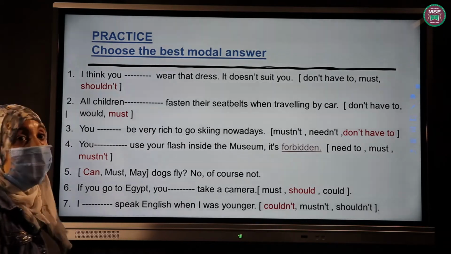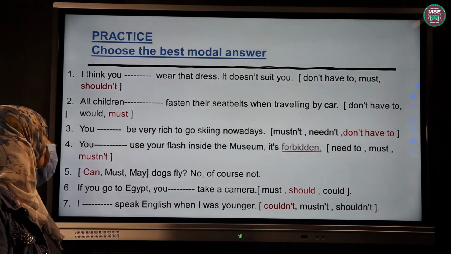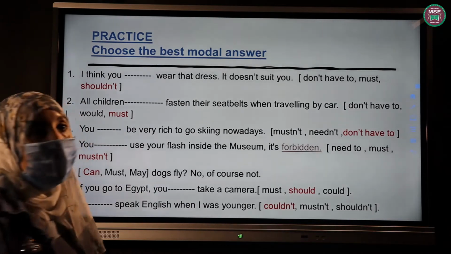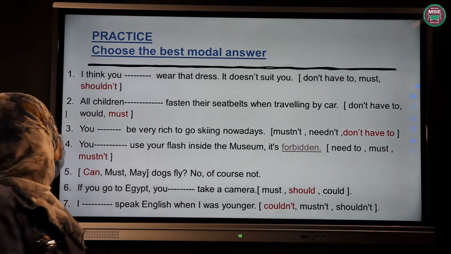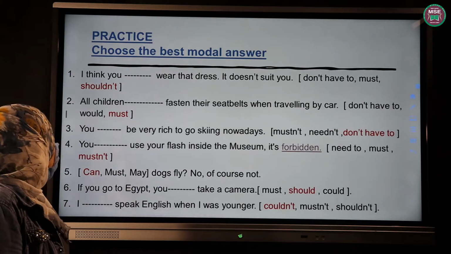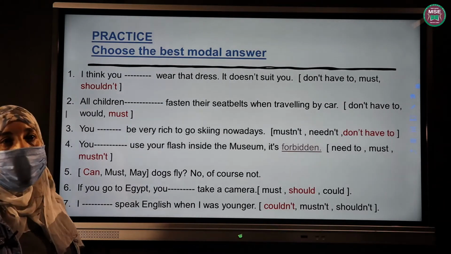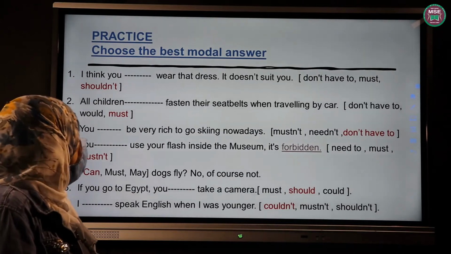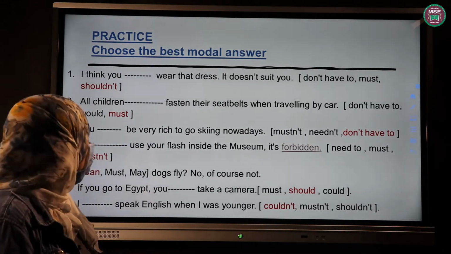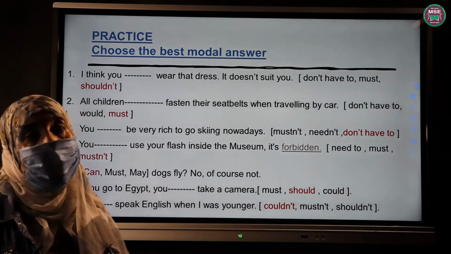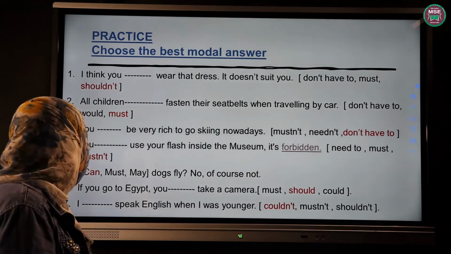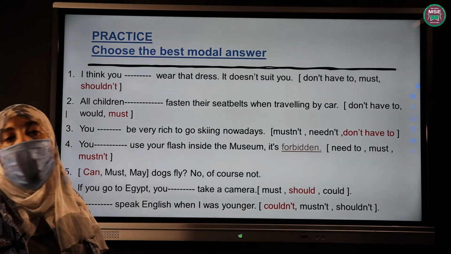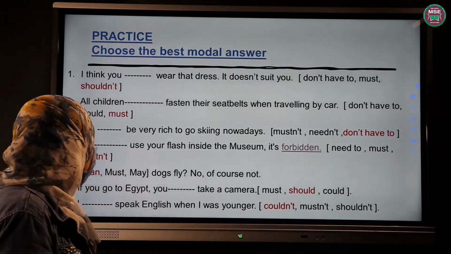Number 3: you be very rich to go skiing nowadays. Mustn't, needn't, don't have to. Very rich to go skiing nowadays. What do you think? You mustn't be very rich. You needn't be very rich. You don't have to be very rich to go skiing nowadays. It's not important to be very rich. Anyone can go and practice skiing nowadays.